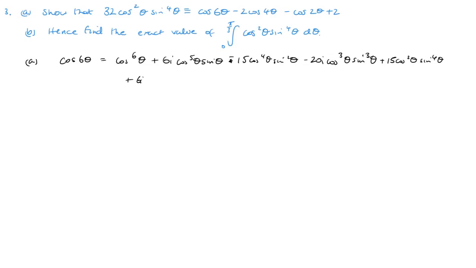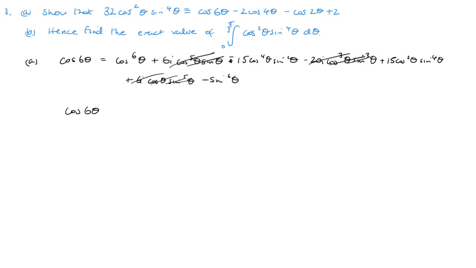Then 6i cos theta sine to the power 5 theta. And then finally sine to the power 6 theta. And equating, obviously you want the real parts, so that would mean that the ones with the i's would go.